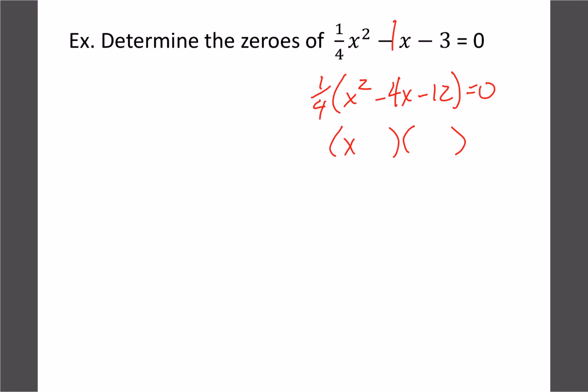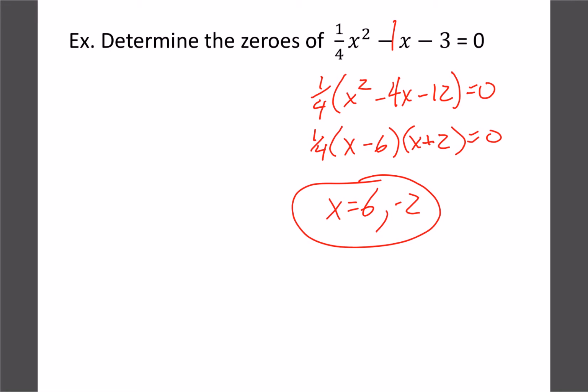4 and 3 works for 12, but that doesn't add up to 4. So we just got to try a different one, so that would be 6 and 2. 6 times 2 is negative 12. Negative 6 plus 2 would give us negative 4. The quarter out front does nothing. So our solutions are 6 and negative 2.